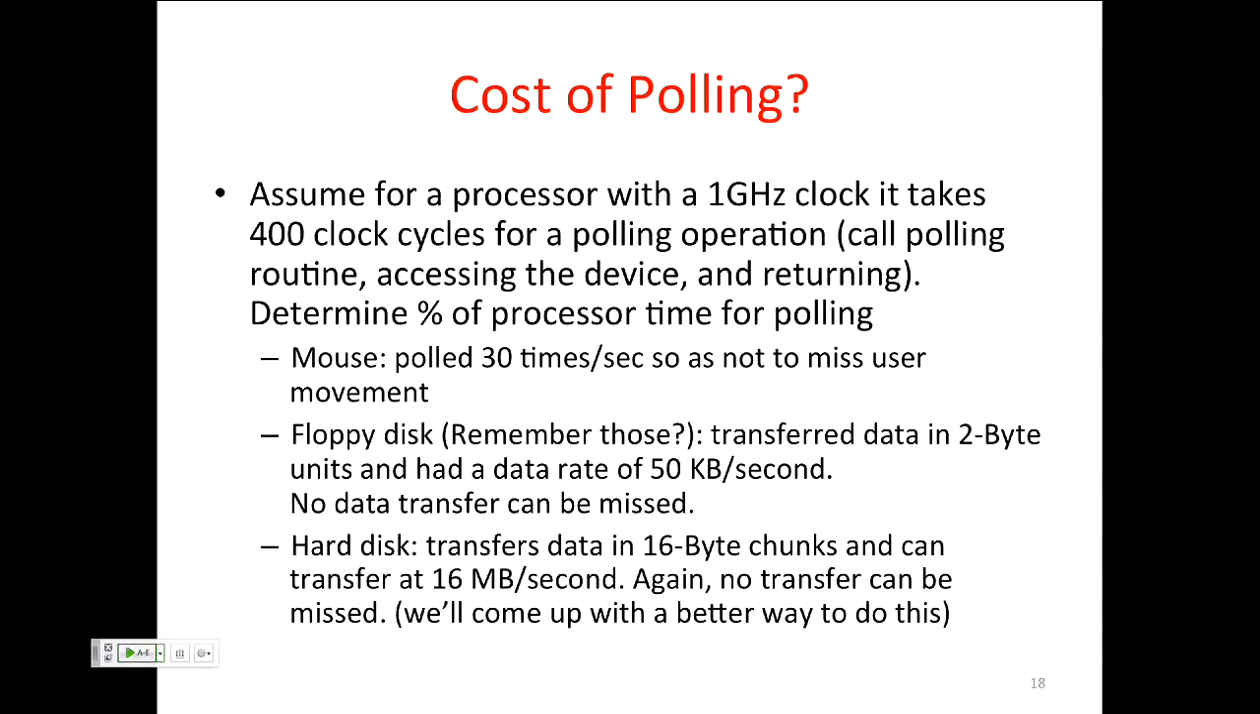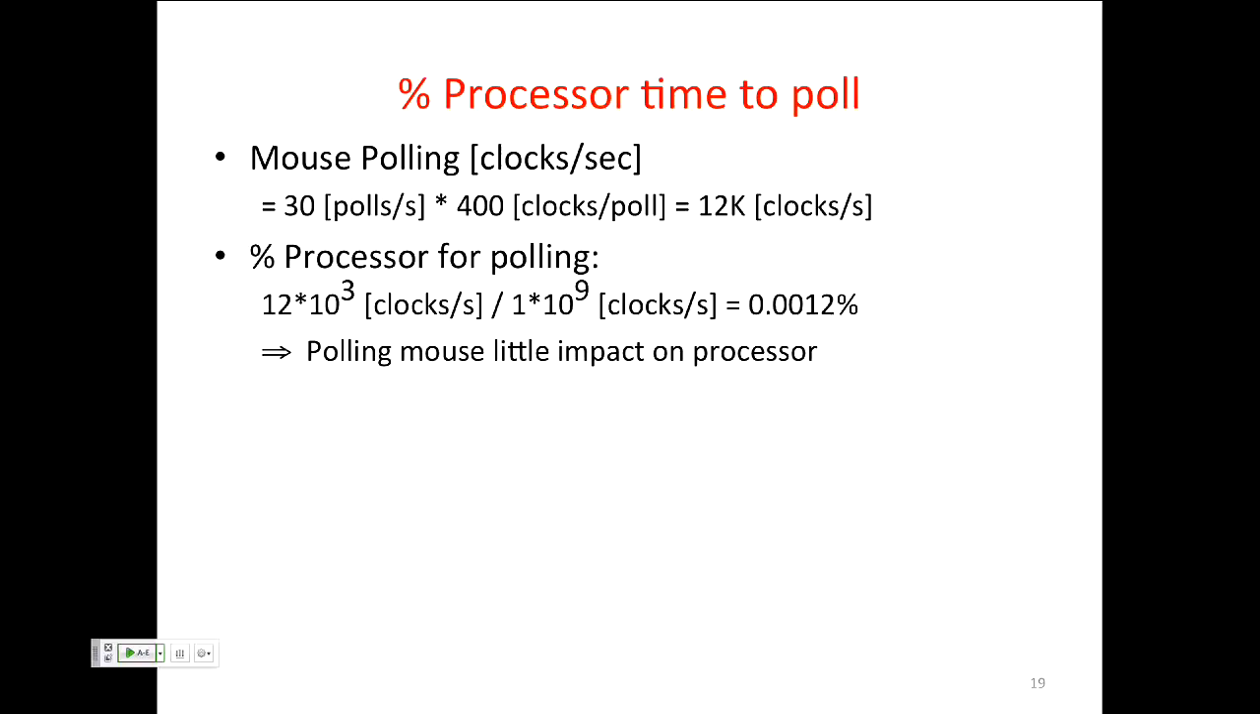So you can't actually just drop any of that data. So for these kinds of examples, how long would it take us to actually poll for these events? And here's the example for the case of the mouse.